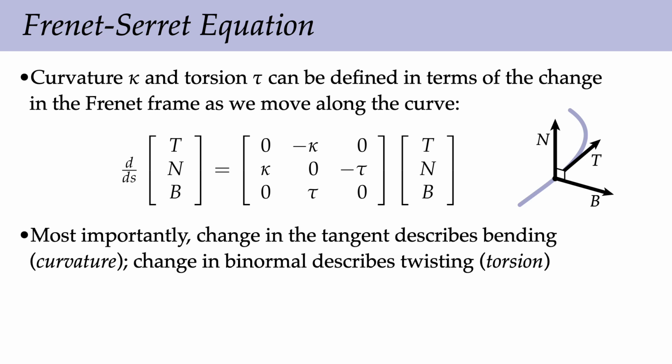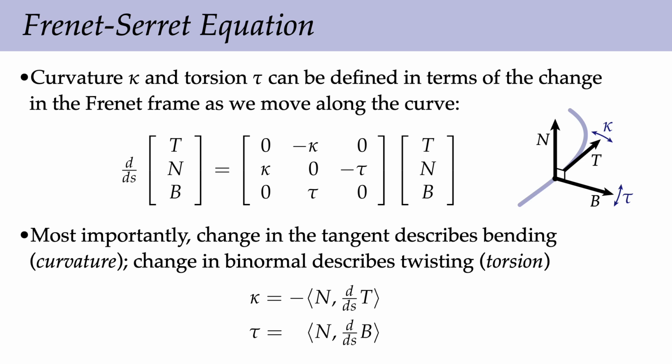Most importantly, this equation tells us that the change in the tangent describes bending or curvature, and the change in the binormal describes twisting or torsion. We can see that from the first row of the matrix and the last row, respectively. The first row says the change in the tangent is equal to minus the curvature times the normal. Or if we want to extract the curvature, we could say the curvature is the inner product of the normal with the change in the tangent, because dds of t is kappa n, and the inner product of n with itself is 1. Okay. Likewise, we can write the torsion as the inner product of the unit normal with the change in the binormal.